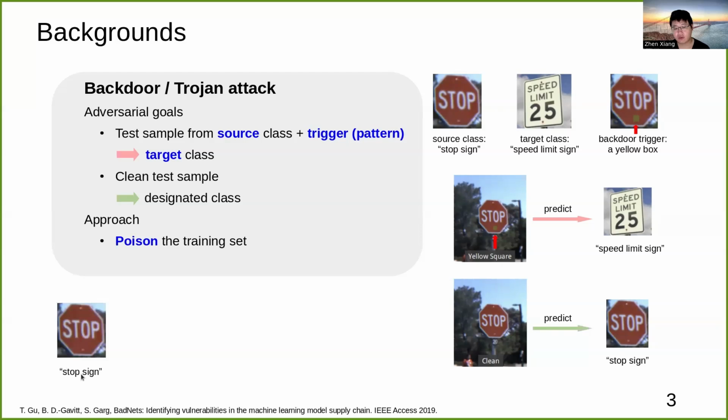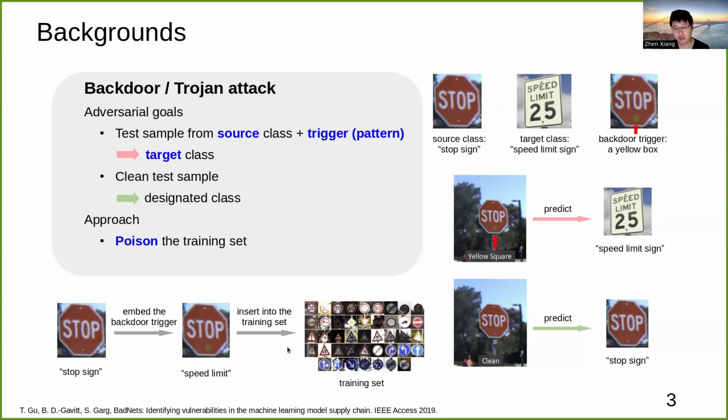The adversary will first collect some stop sign images, embed the backdoor trigger, and then relabel them to the speed limit sign. And these created samples are inserted into the training set for backdoor poisoning. So the model will learn the mapping from the source class to the target class when there is a trigger in the input. And recently, backdoor attacks can also be launched by directly manipulating the model parameters. So this is backdoor attack.